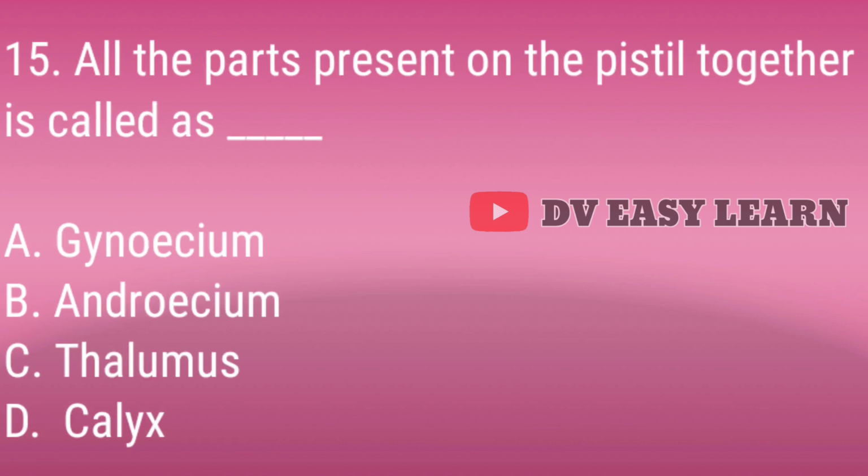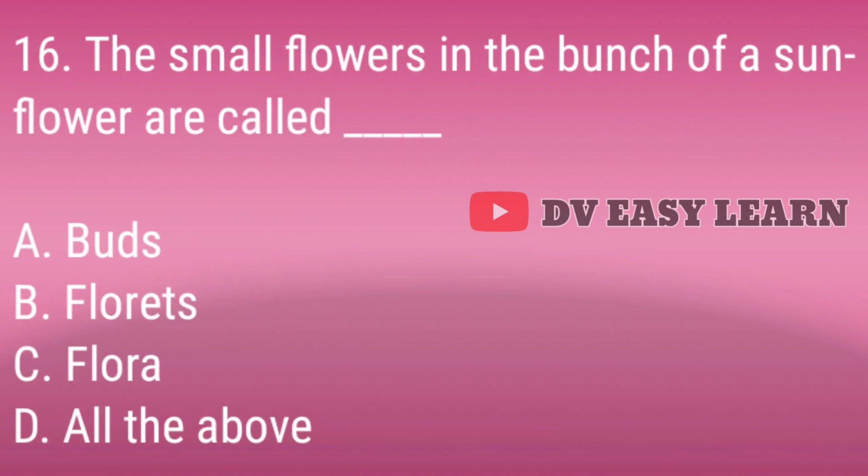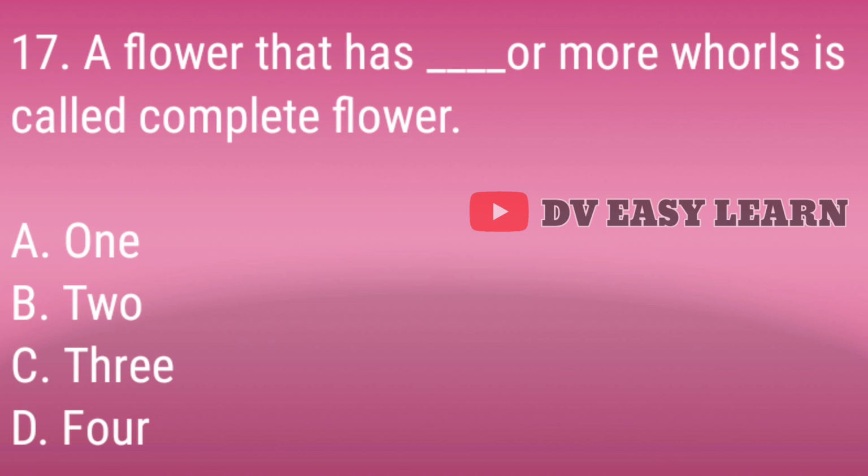Question number 15. All the parts present on the pistil together is called as. Correct answer, gynoecium. Question number 16. The small flowers in the bunch of a sunflower are called. Correct answer, florets.